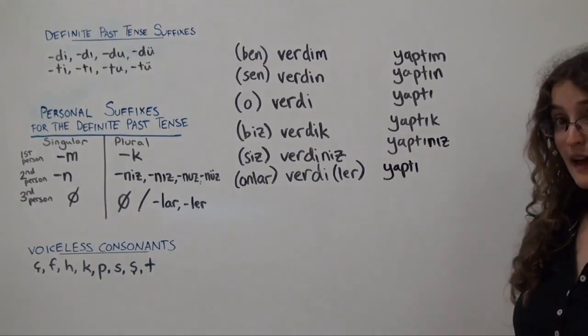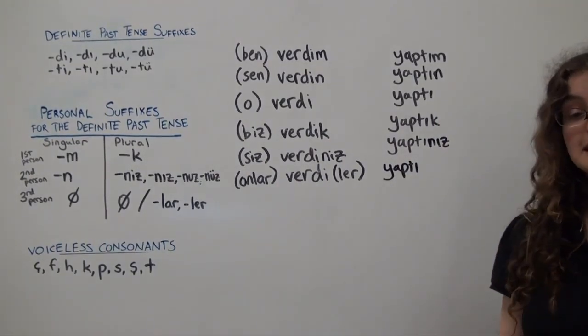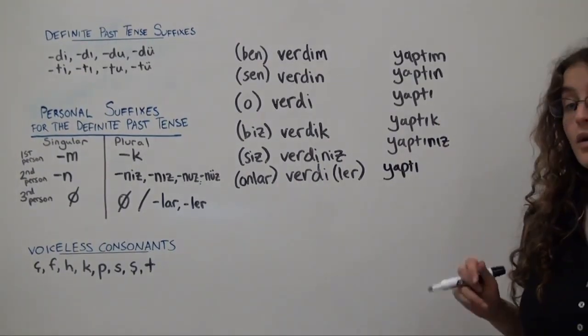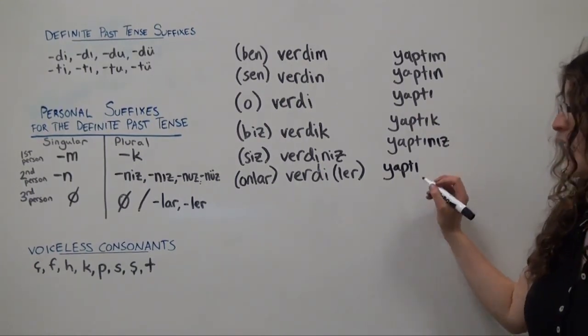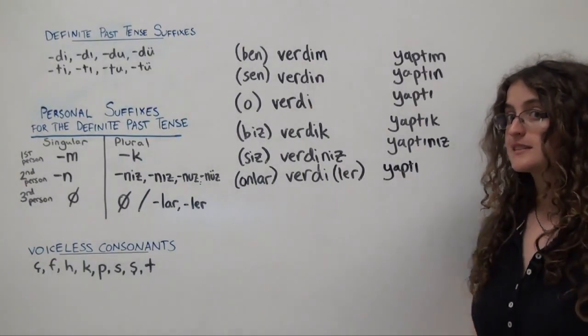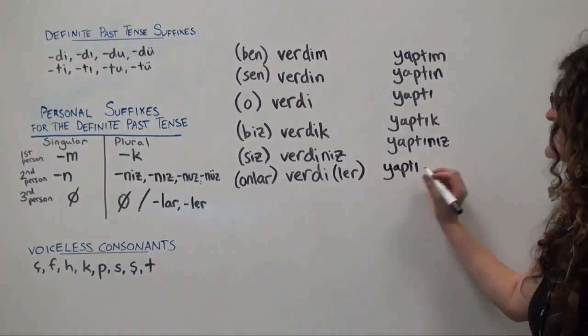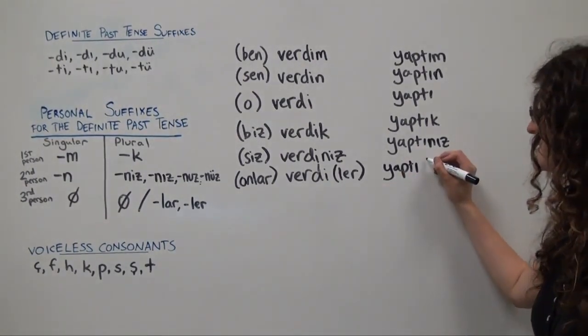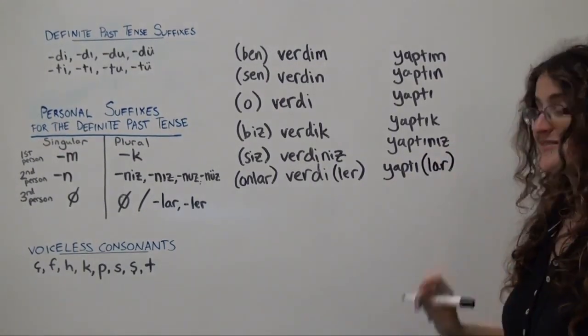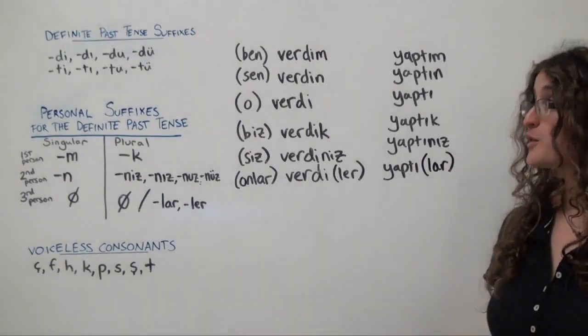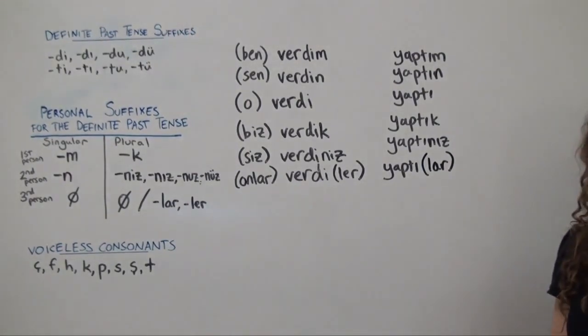And that would be fine to mean they did or they made or they have done or they have made. We also have the option of adding that plural suffix if we want to emphasize the plurality. So onlar yaptı or onlar yaptılar. And that's how we form the definite past tense in Turkish.